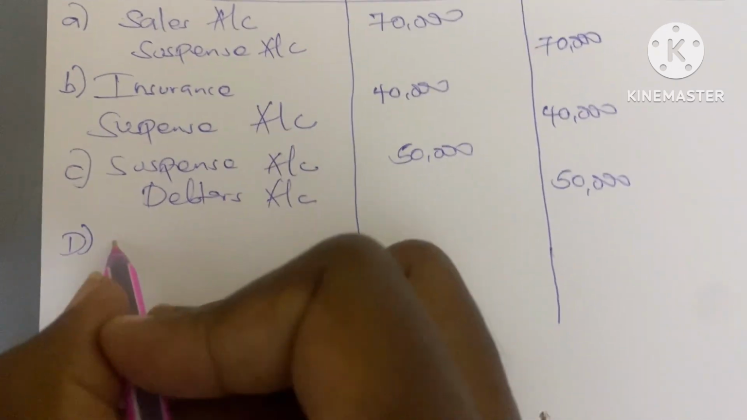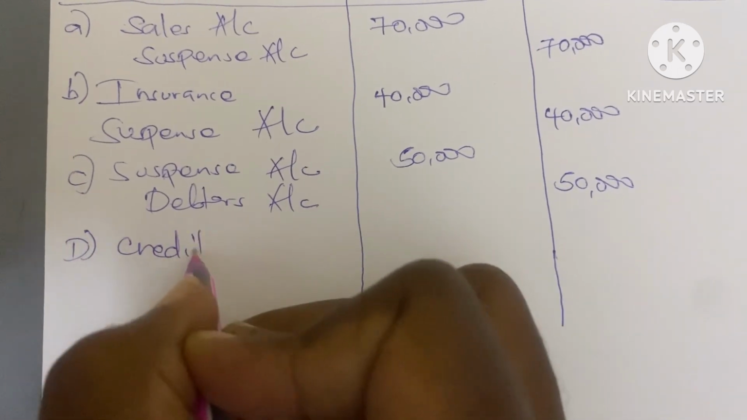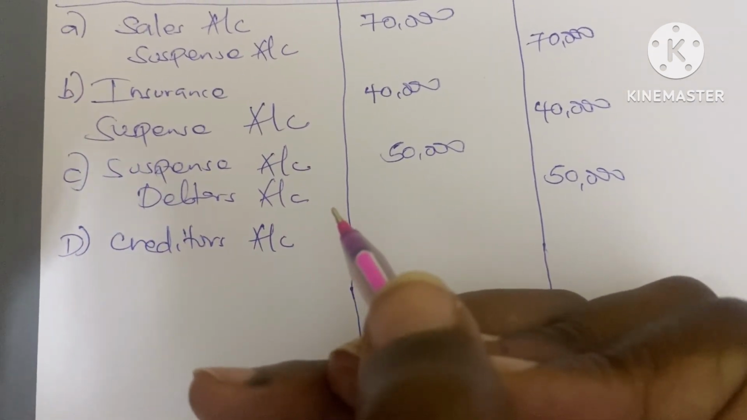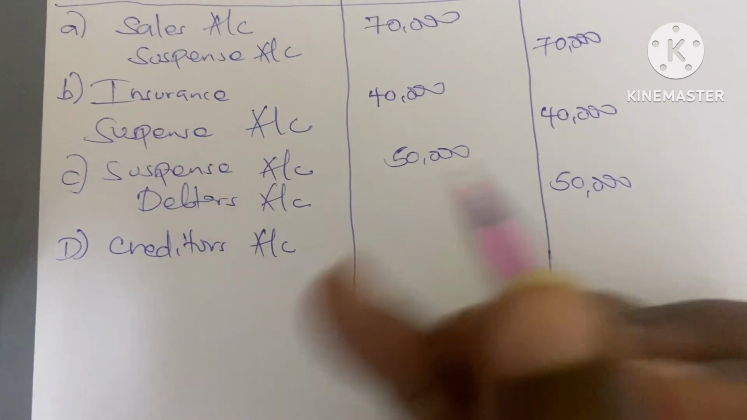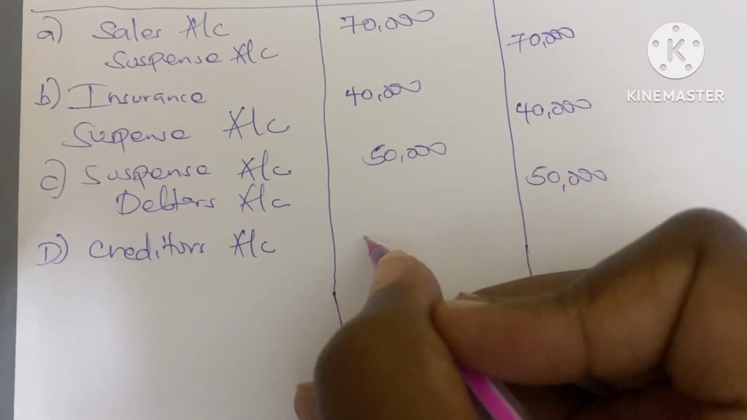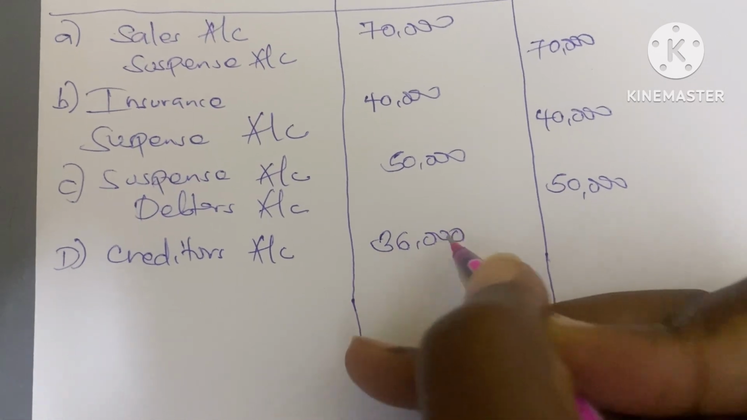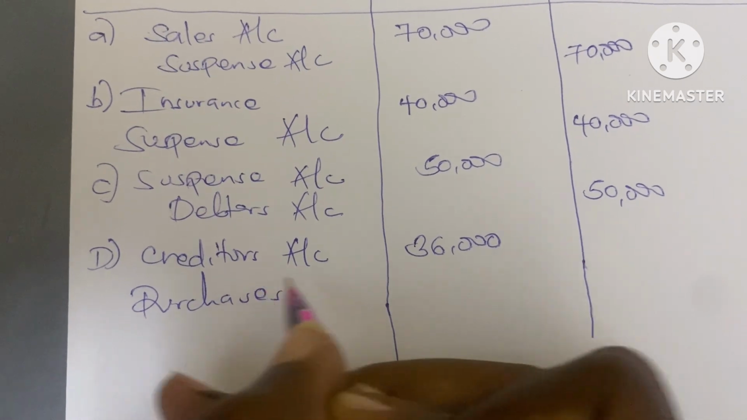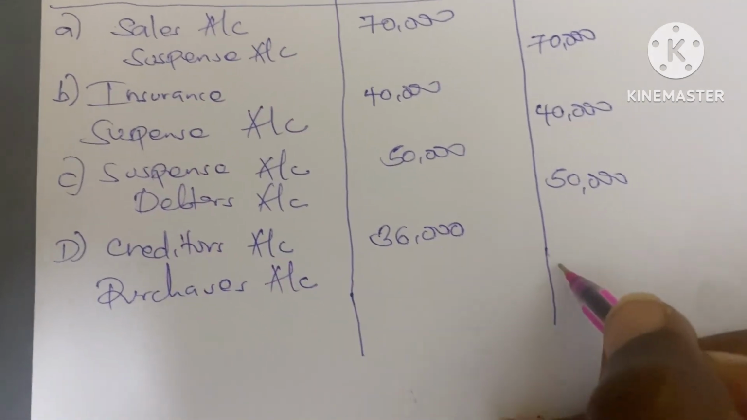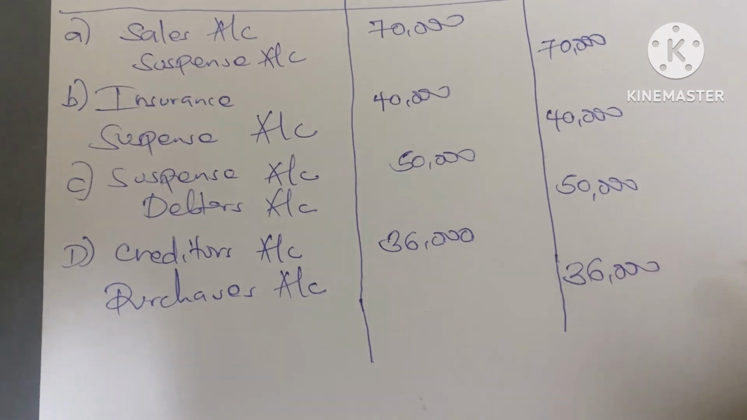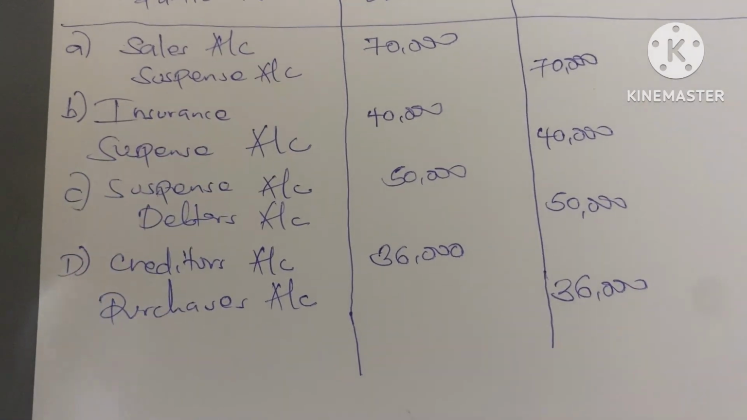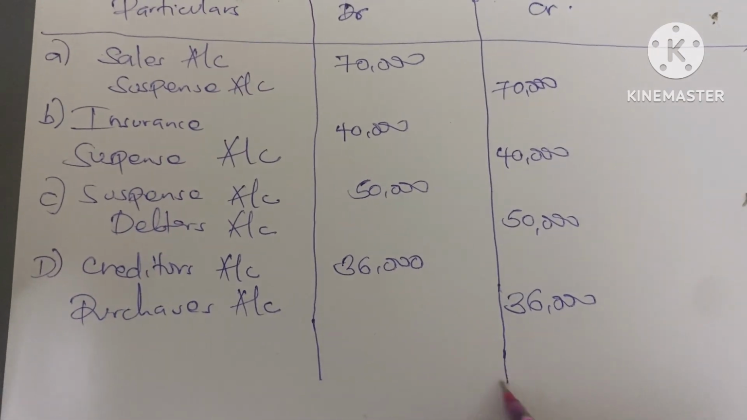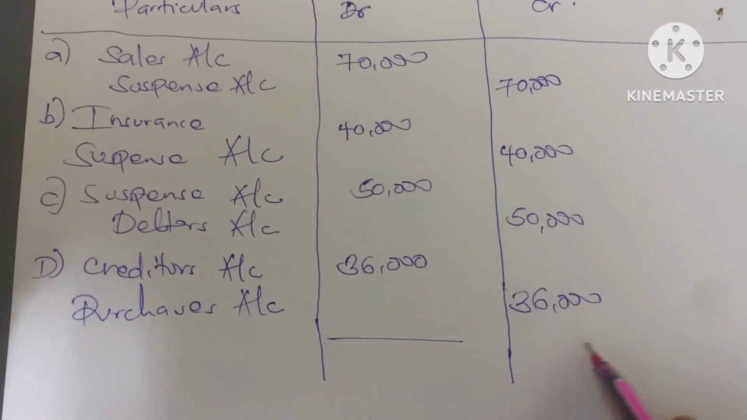So D, the creditor's account, then the purchases account, like that. So after that, both sides are supposed to balance.